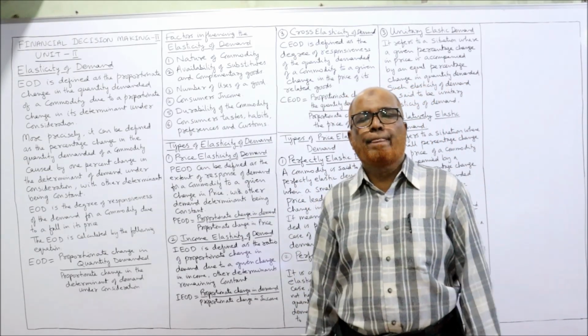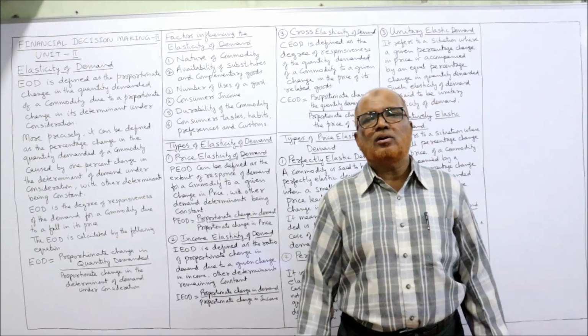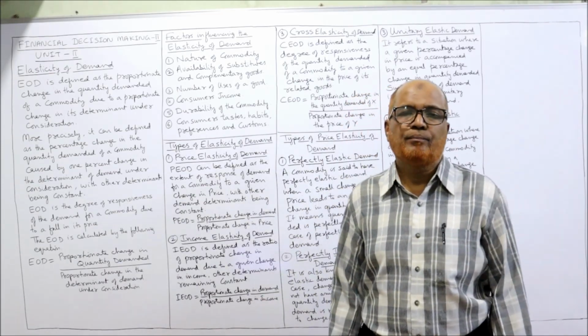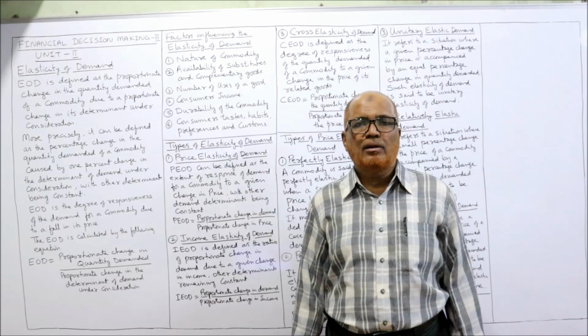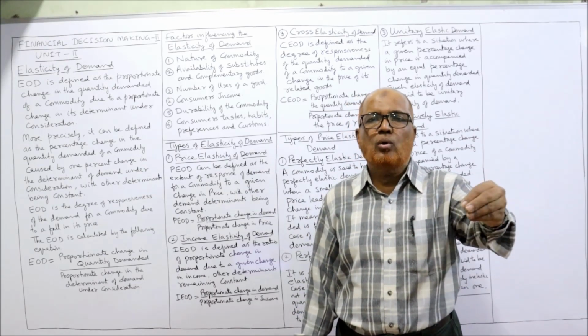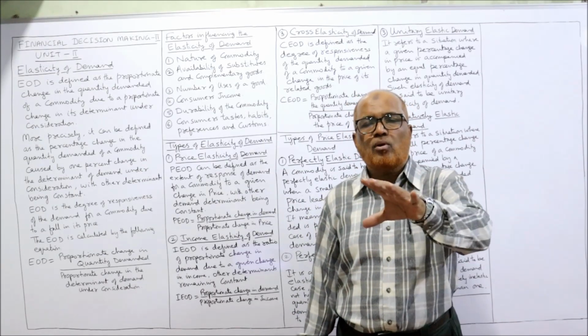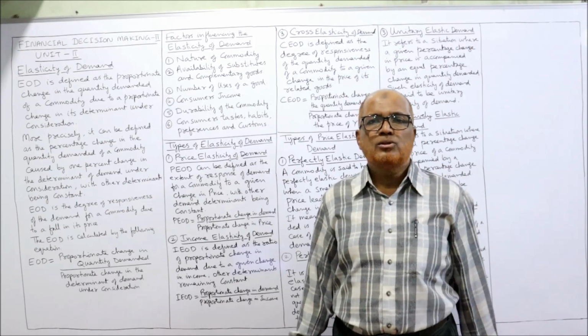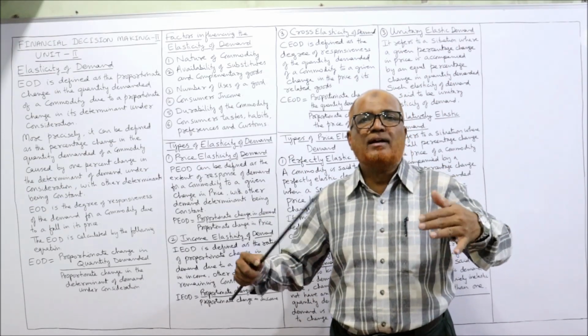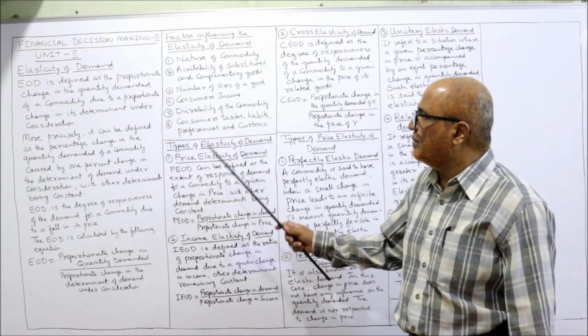Durability of the commodity. All the commodities are not equally durable. Some commodities are perishable. Some commodities will last only for one or two years. Some commodities can last for 10 years. So durability also affects the elasticity of demand.